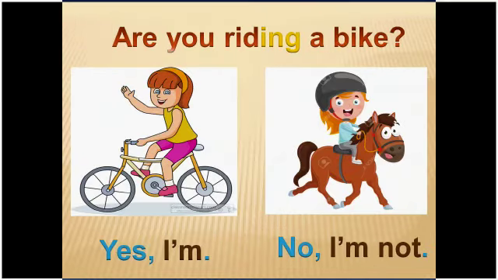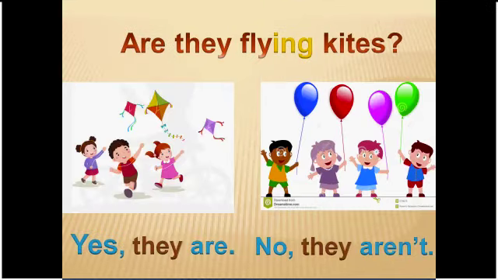Now, are you riding a bike? Since you are asking someone, he wants to answer about himself, so he should say yes I am or no I am not. See, I asked using you and I answered using yes I am or no I am not. Are they flying kites? Yes they are, or no they aren't.